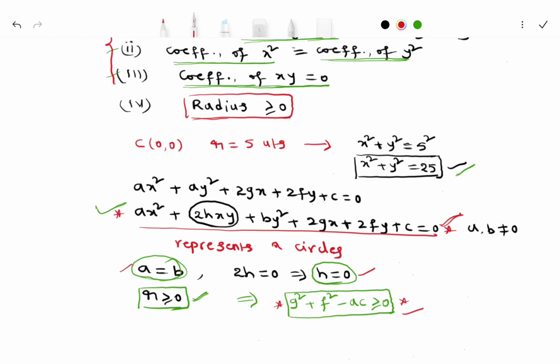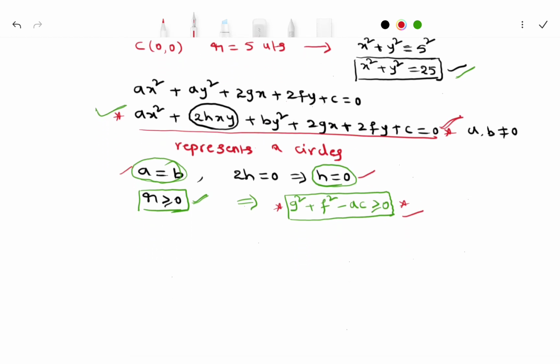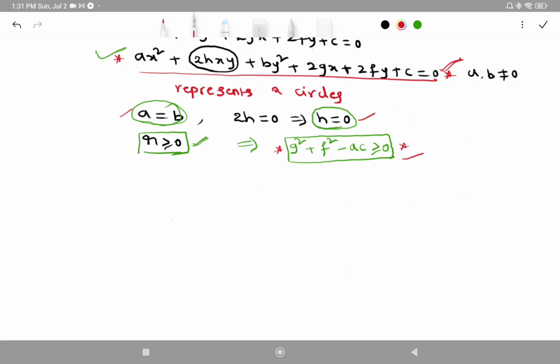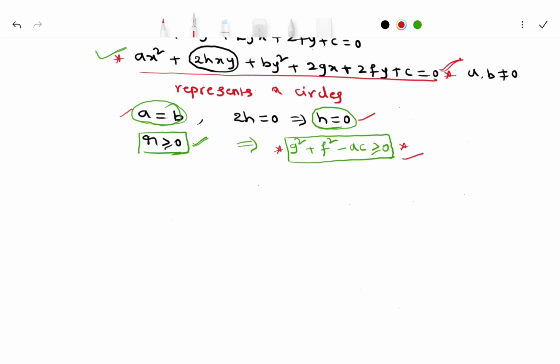Suppose the given equation is in this form: x square plus y square plus 2 into gx plus 2 into fy plus c is equal to 0. Now, if it represents a circle, what are the center and radius? How can we find this?